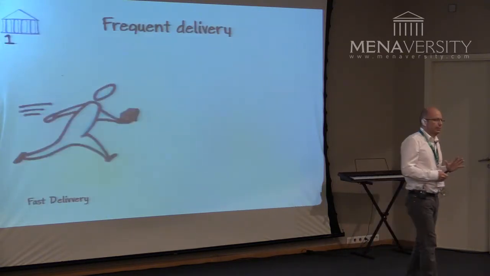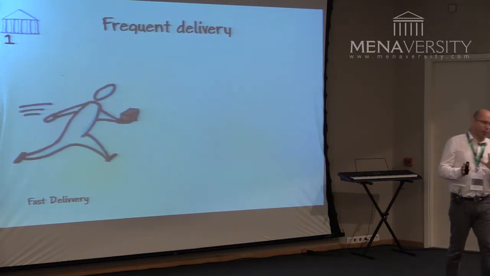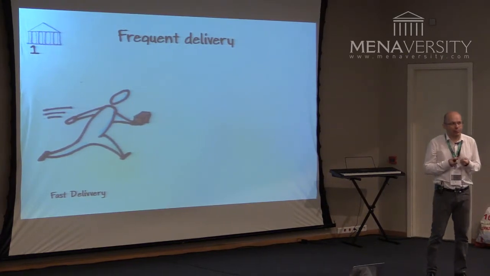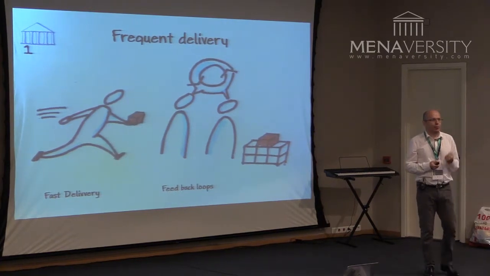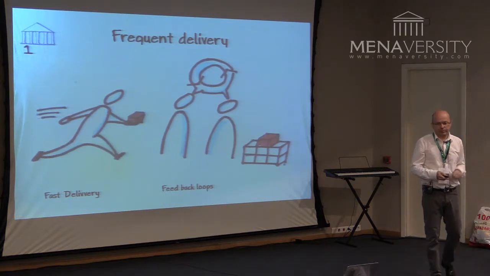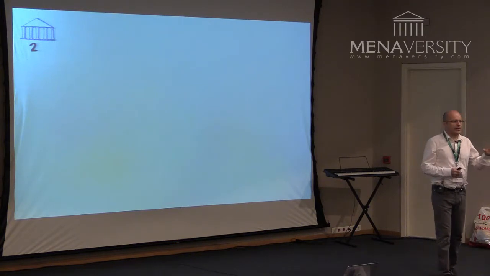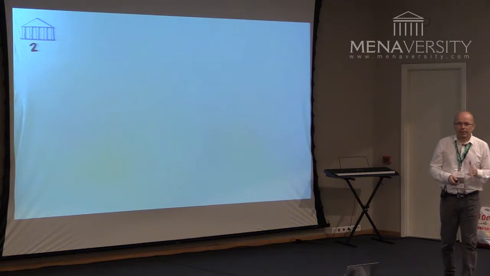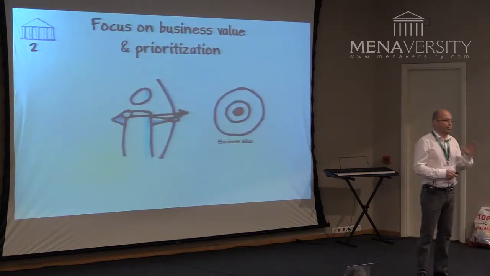The first one is frequent delivery. Every 2 weeks, every month, the client is supposed to have something in hand which is usable. The idea is to get feedback and to know if the team is on the right track. Are we doing something which has value for the client? This is the question. Second pillar: what can you achieve in 2 weeks or in 1 month? Not so much. So you really need to focus on the business value of the client. You need to focus on prioritization.